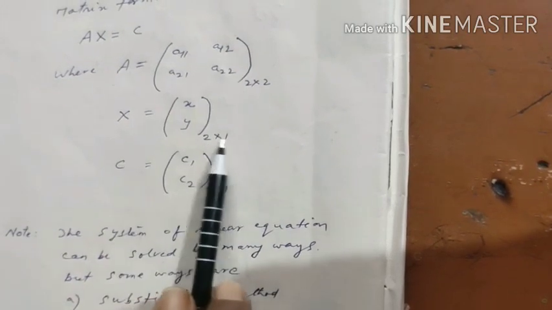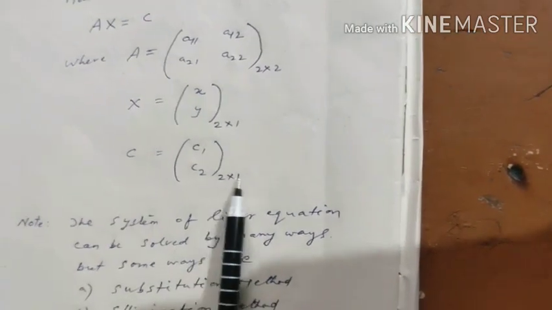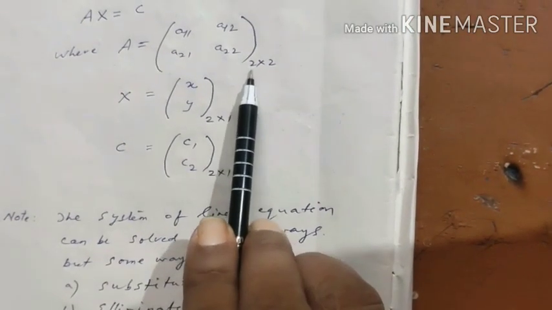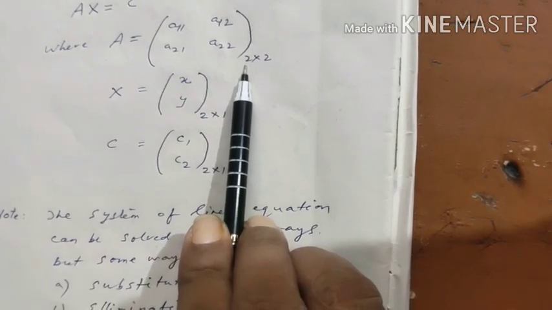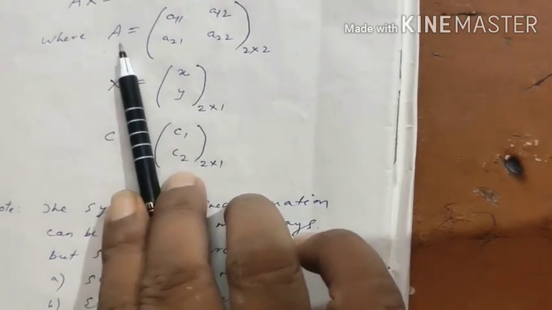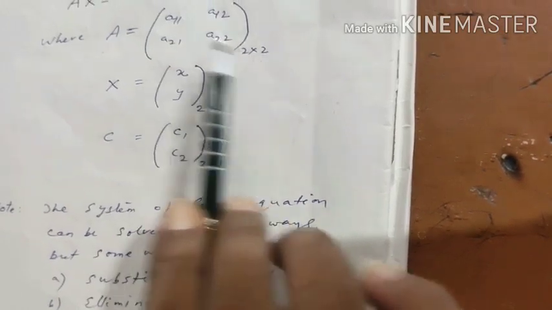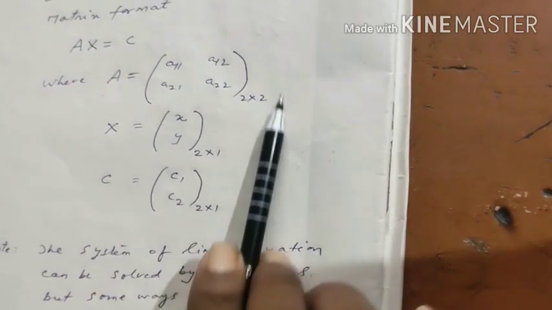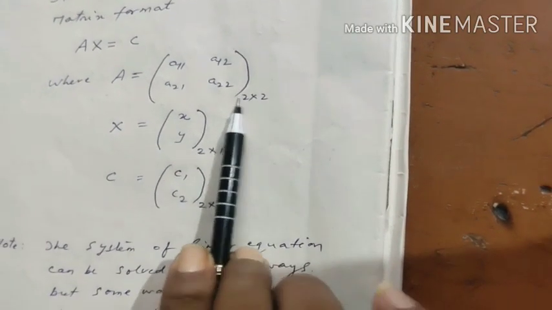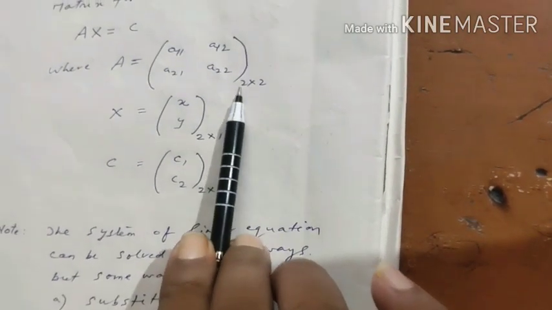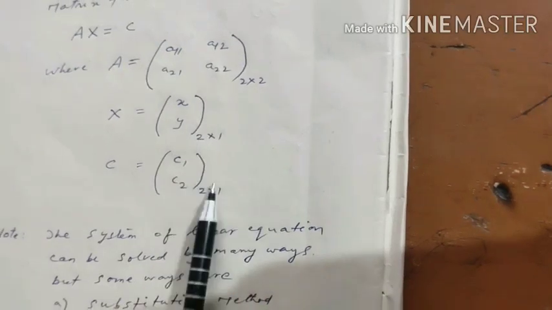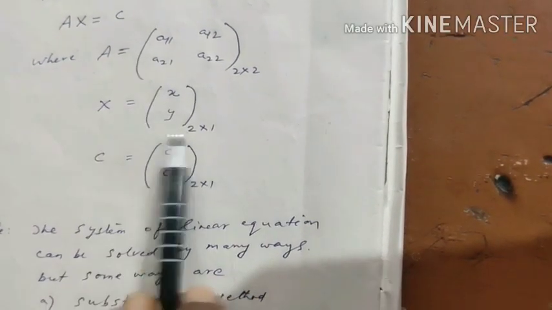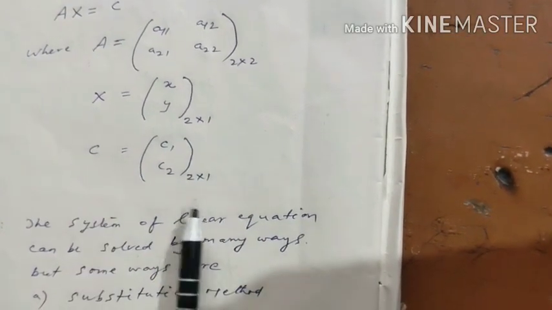X is equal to a 2 by 1 matrix. And C is equal to a 2 by 1 matrix. That means the number of rows in A equals 2, and the number of columns in A equals 2. Then it is 2 by 2. It can be read as 2 by 2, but written as 2 into 2. In a similar way, X is 2 by 1 and C is 2 by 1.